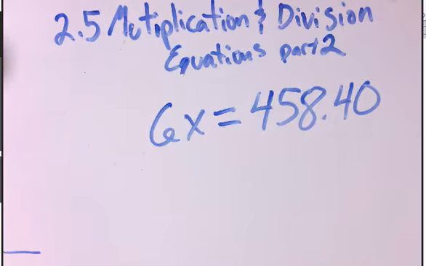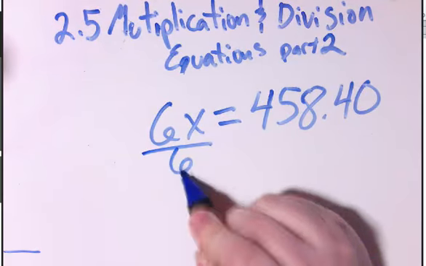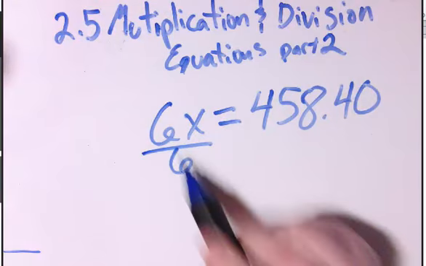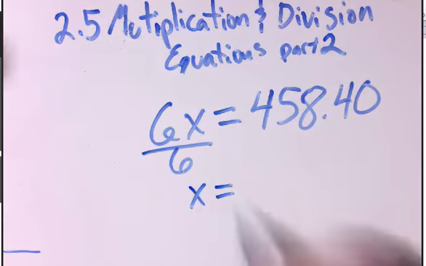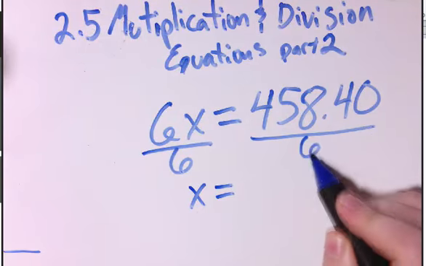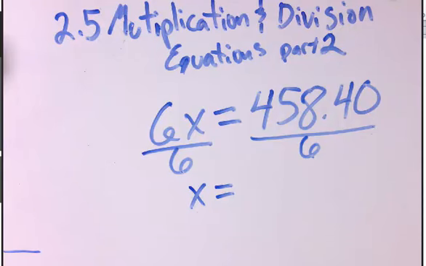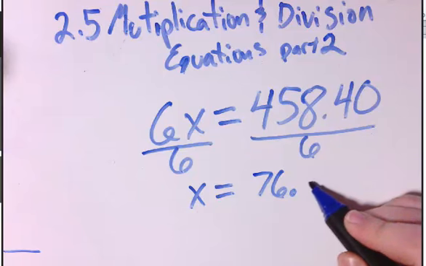Alright, so just a reminder. So an example like this, we have 6x is equal to 458.40. You're going to get x by itself. So if you divide by 6, because 6 over 6 is going to give you 1. So this is really 1x. You don't have to write the 1 there. And you divide all this by 6. You get x is equal to 76.40.